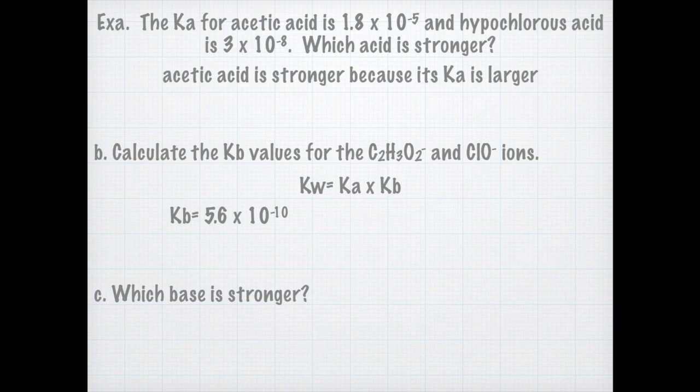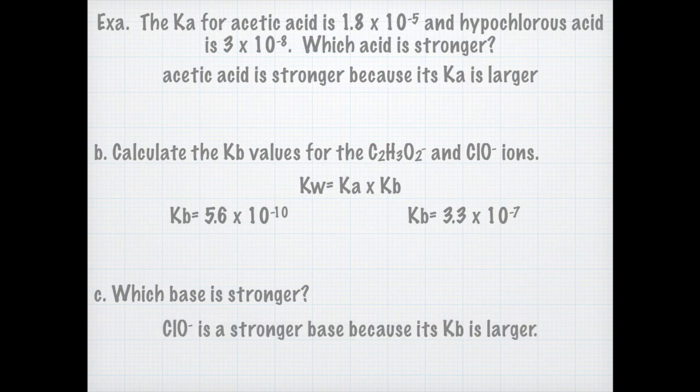If I do the same thing, if I take the Kw, which is 1 times 10 to the negative 14th, and divide it by the Ka of hypochlorous acid, that gives me the Kb of its conjugate base, which is 3.3 times 10 to the negative 7th. Therefore, I know that ClO-, which is the conjugate base of hypochlorous acid, is a stronger base than the acetate ion. And that actually makes sense because remember, the stronger an acid is, the weaker its conjugate base is. So since acetic acid is stronger than hypochlorous acid, that means that hypochlorous acid's conjugate base would be stronger.